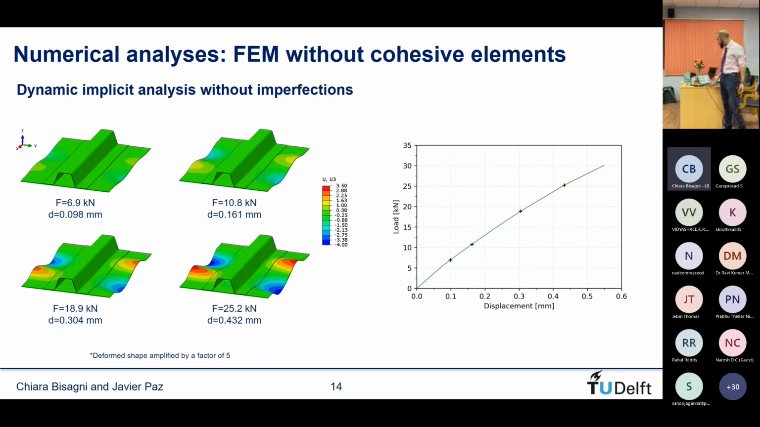Now, first we do the dynamic implicit analysis without any initial imperfections. We just take the panel and compress it. Here we see the response. So around the 5 kilonewtons, we get the buckling mode, which we see is the asymmetric one instead of the symmetric that we would have expected initially. And then this progresses, and we take it to a load of around 30 kilonewtons, more or less.